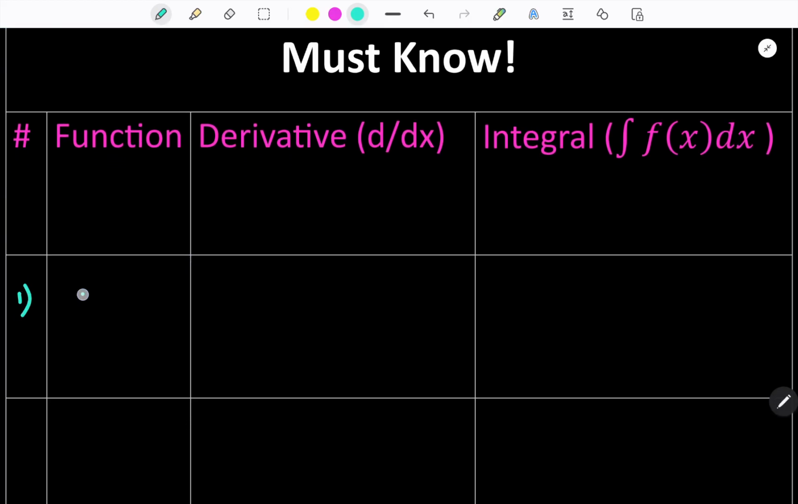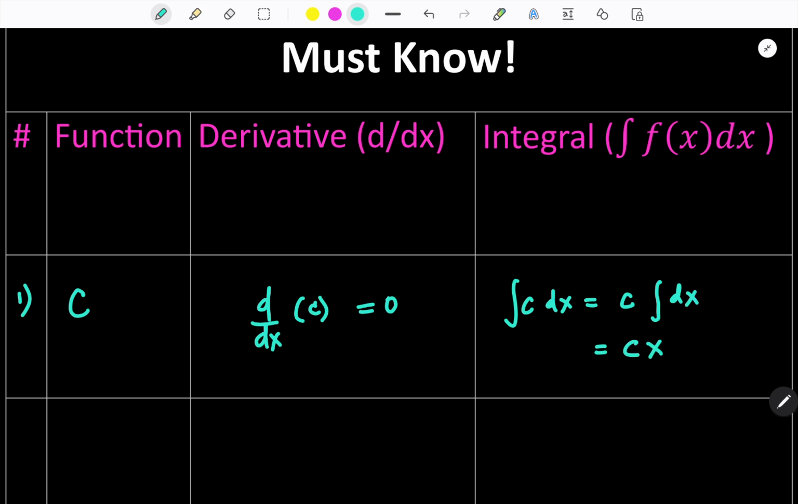Take a constant C, any number. If you take a derivative of a constant, what is the answer? d/dx of the constant C is equal to 0, right? And the integration formula: integral of C dx, C is a constant, so it will come out, and integral dx is equal to Cx. After that, you need to add one more constant. Let me call it C1 for this only. In all remaining places, I will call it C only.